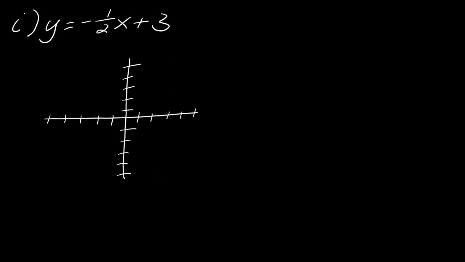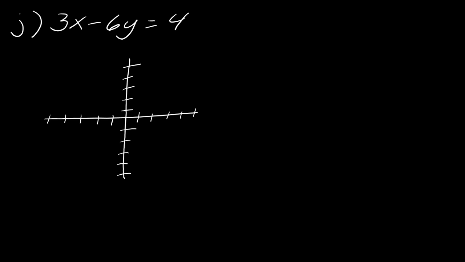Okay, so I've got two more here then. So I've got y equals negative 1/2 x plus 3. So in this case, I'm going to go up to the y-intercept of 3, go down 1 over 2. Connect the dots, and we're all good.